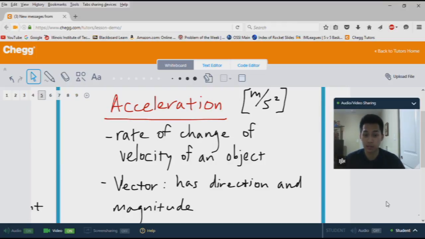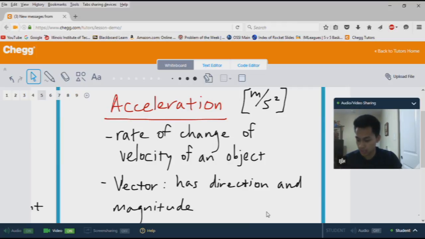Today we will be covering the topic of acceleration. The formal definition of acceleration is the rate of change of velocity of an object. In SI units, acceleration is measured in meters per second squared. We'll see how that plays in when I do an example later.